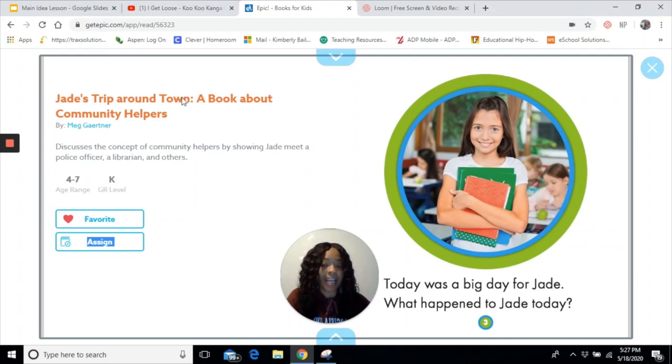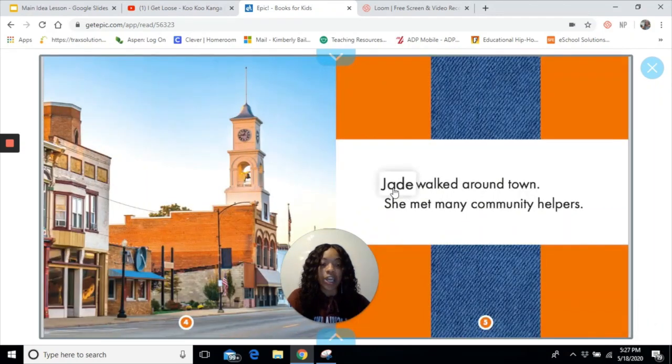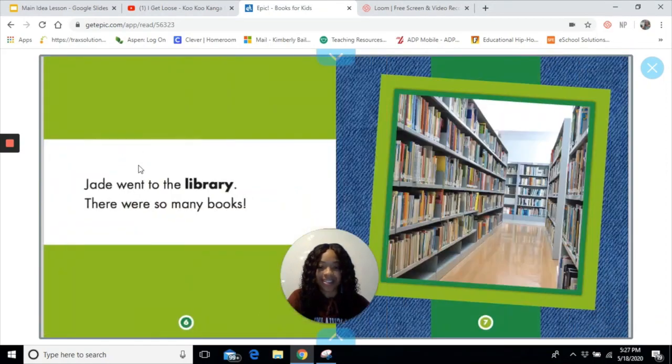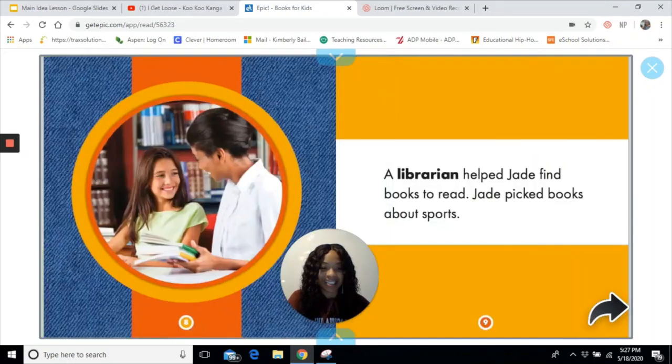Jade's trip around town, a book about community helpers. Today was a big day for Jade. What happened to Jade today? Jade walked around town. She met many community helpers. Jade went to the library. There were so many books. A librarian helped Jade find books to read. Jade picked books about sports.